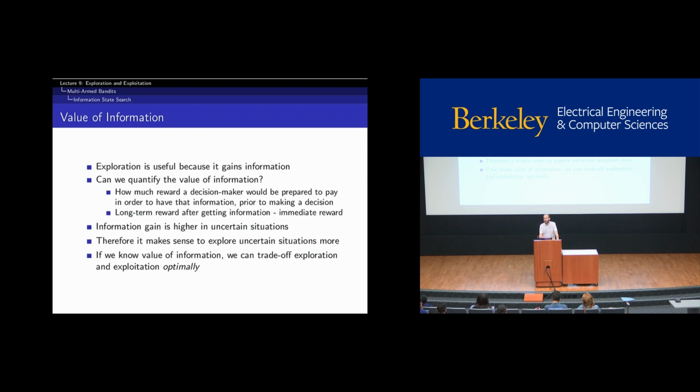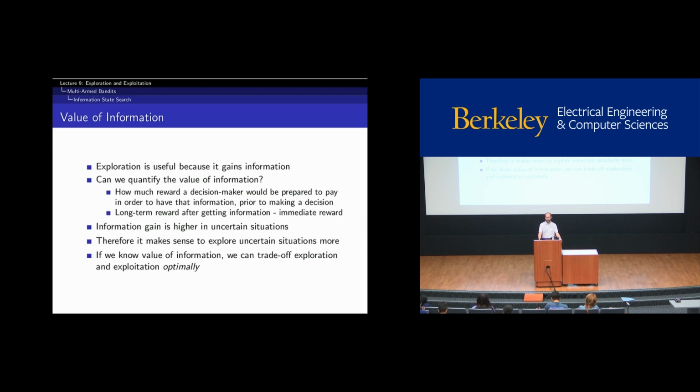I'll return to the value of information, which we talked about several weeks ago, because that is actually the time we've seen before about making trade-offs. Well, we didn't explicitly talk about the trade-off between exploration and exploitation, but we talked about putting a cost on exploration, which would be most of the way along towards trading that off against exploitation. So exploration is useful because you gain information. We can quantify the value of that information, as we discussed several lectures ago.